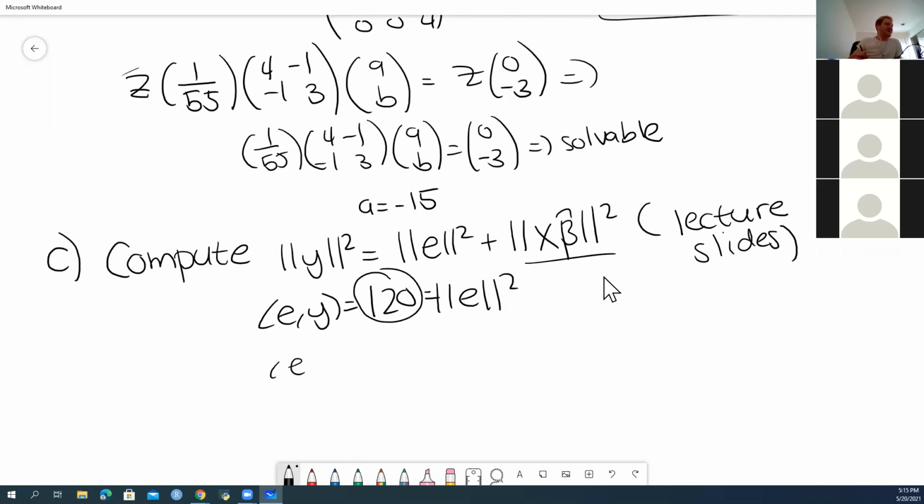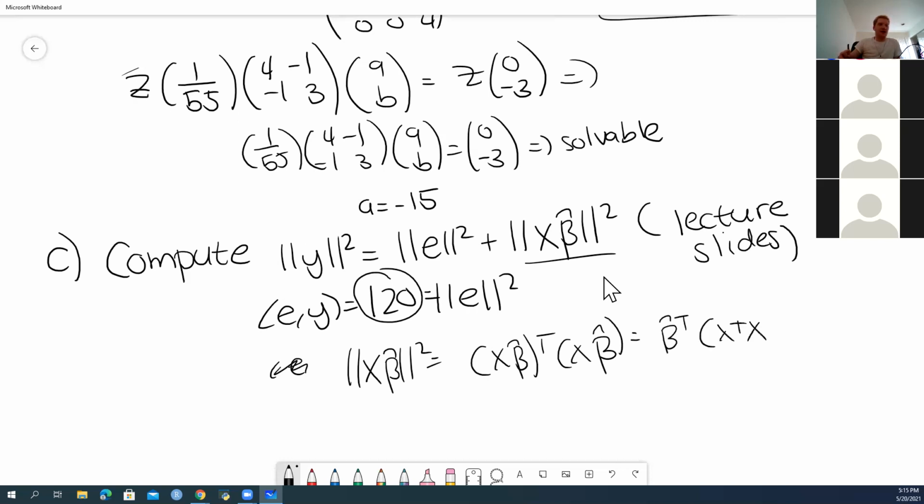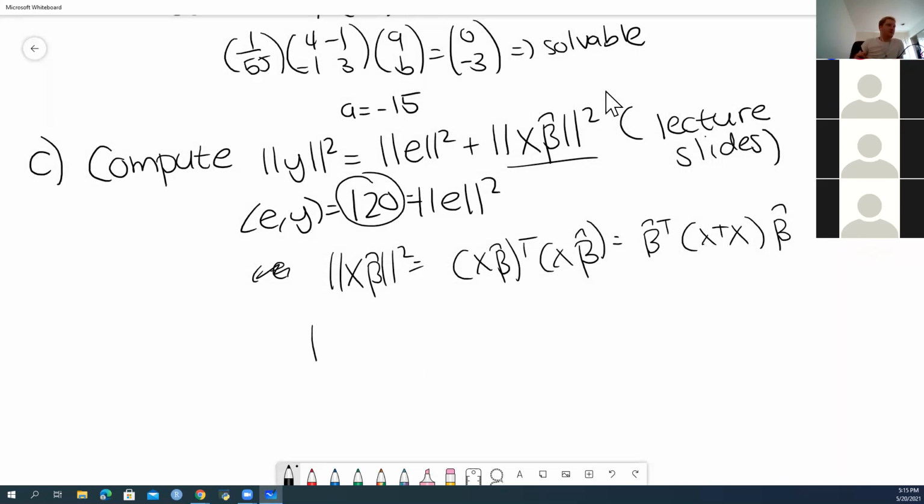And then for X beta hat squared, the length of that squared is going to equal X beta hat transpose times X beta hat, which is going to be beta hat transpose X transpose X beta hat. Beta hat, remember, you already know. Beta hat is from the original model, and it's just going to be equal to [0, -3, 1]. That's from the fact that the original model is y equals x2 minus 3x1.